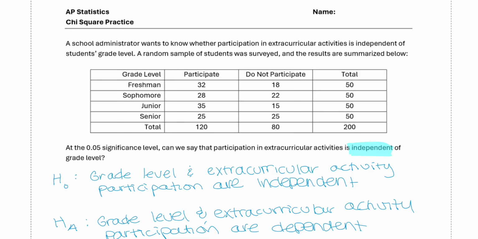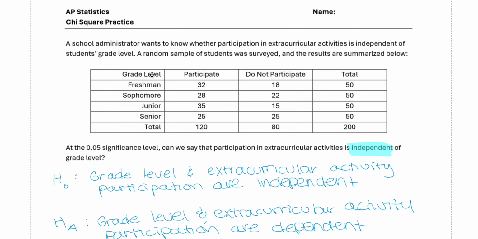Welcome to this video. In here I'm going to walk through a chi-square practice with you. A school administrator wants to know whether participation in extracurricular activities is independent of students' grade level. A random sample of students was surveyed, and the results are summarized below.